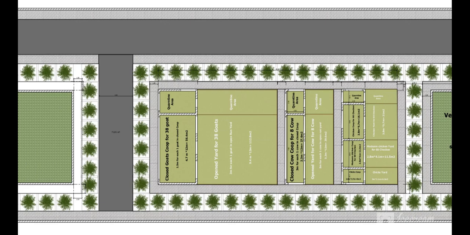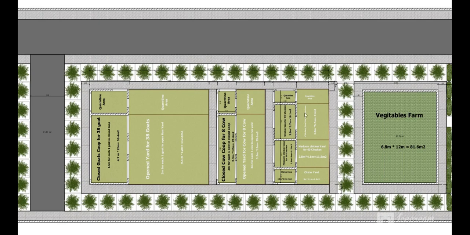Dimensions of the animal area. As you see here, the coop of the chicks is about 2.7 meters multiplied by 2.8 meters. Also here, it is about 5 meters square. The medium chicken area is about 2.8 meters multiplied by 4 meters. This is 4 meters and 2.8 meters here.